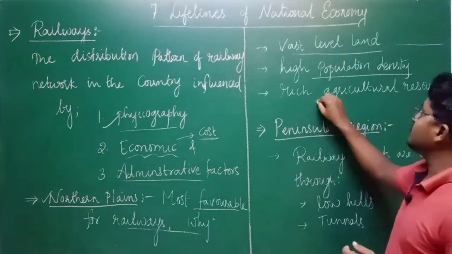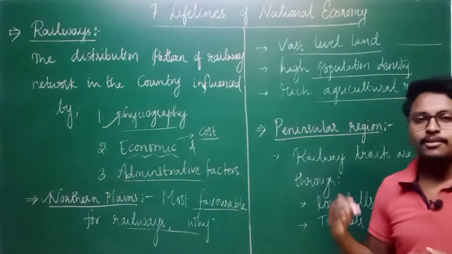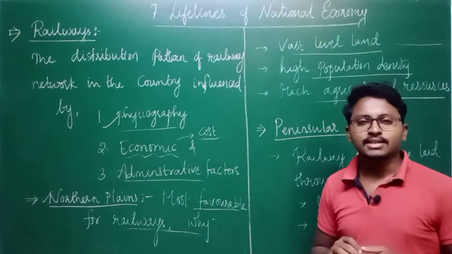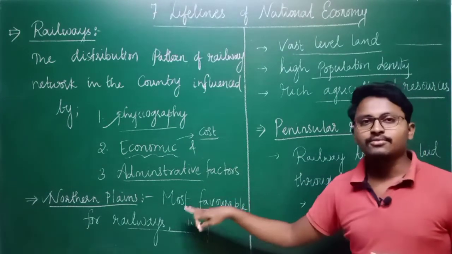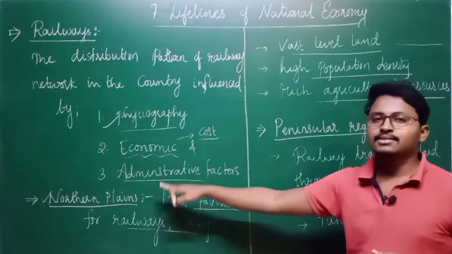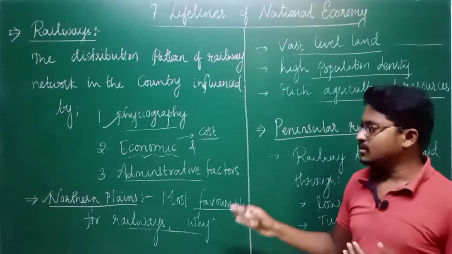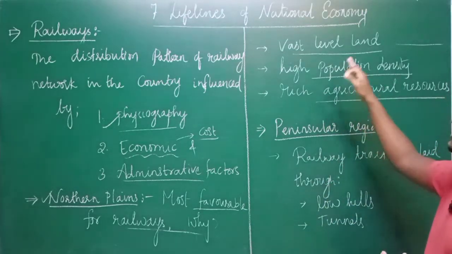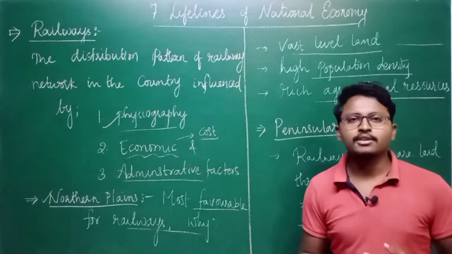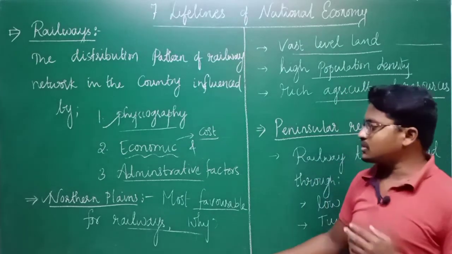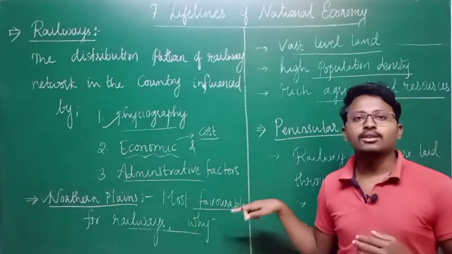Then the next one is rich agricultural resources. In the plain areas you can also find rich agricultural resources. Because of that, the northern plains are highly suitable for construction as well as maintenance of railways. But here also there are some problems with the northern plains. What are these problems, sir? Most of the rivers flow in these northern plain regions.